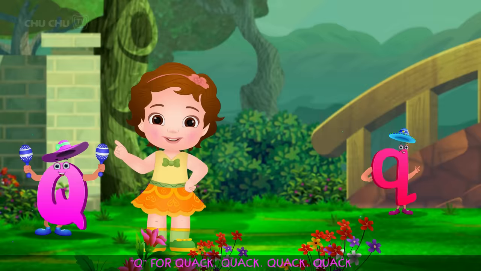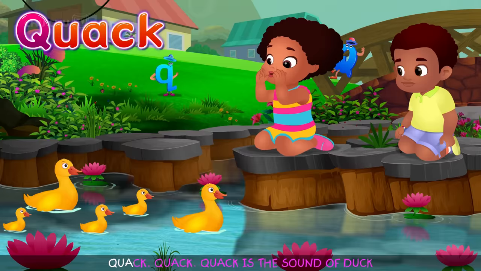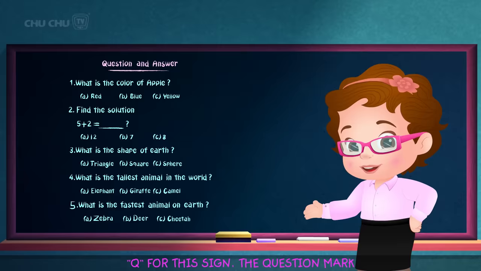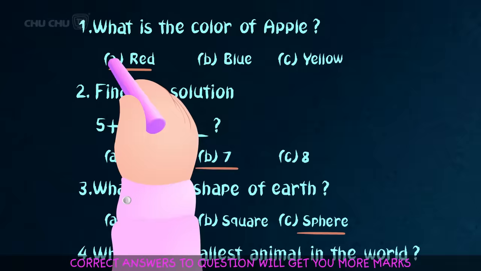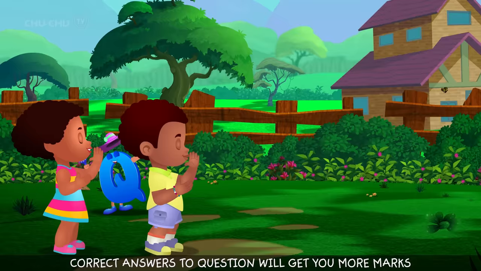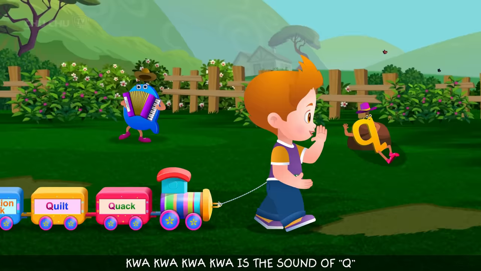Q for quack, quack, quack, quack. Quack, quack, quack is the sound of duck. Q for the sign, the question mark. Correct answers to question will get you more marks. Quack, quack is the sound of Q. Let's learn some words that start with the letter Q.